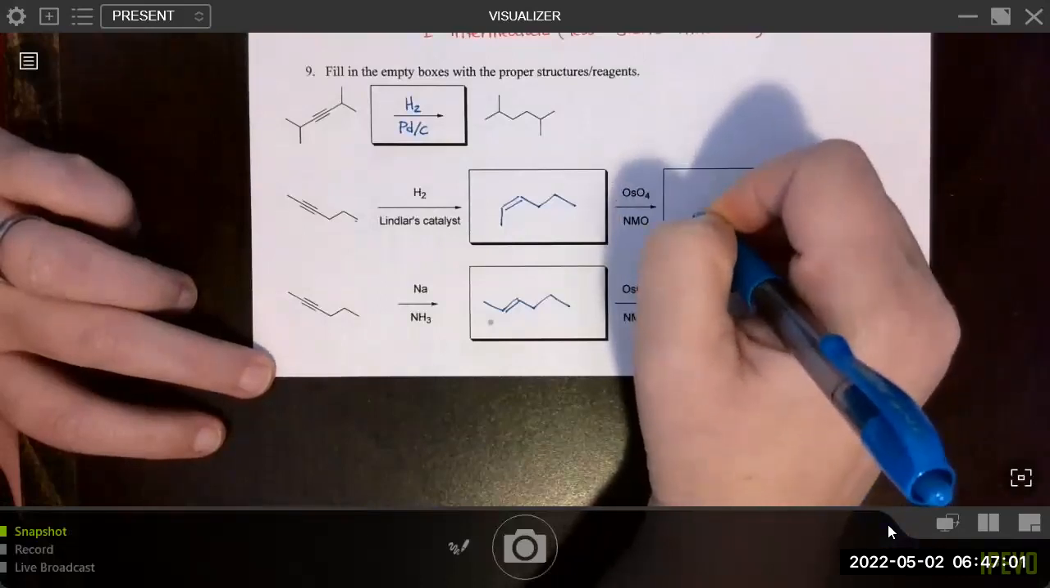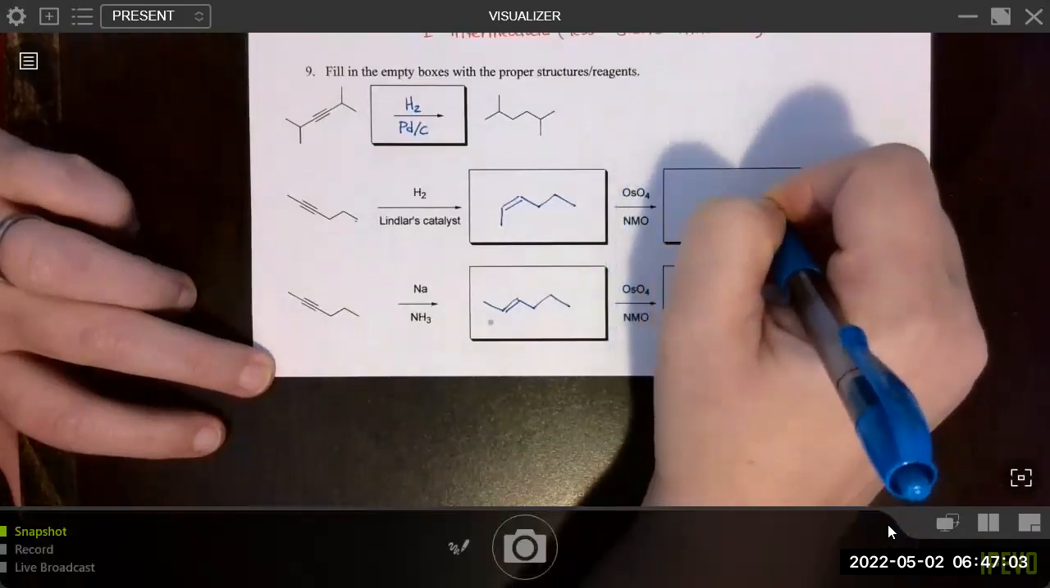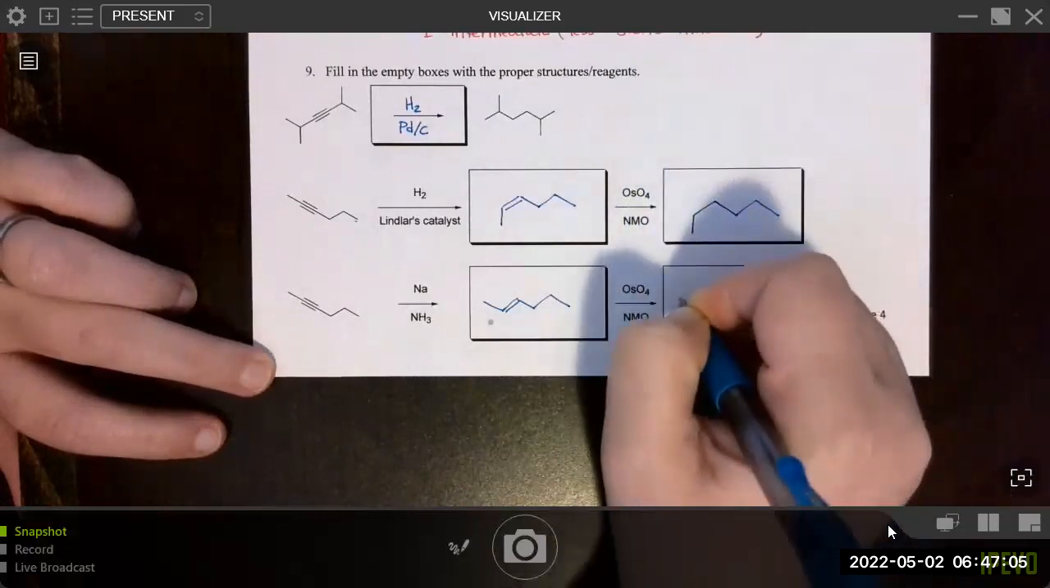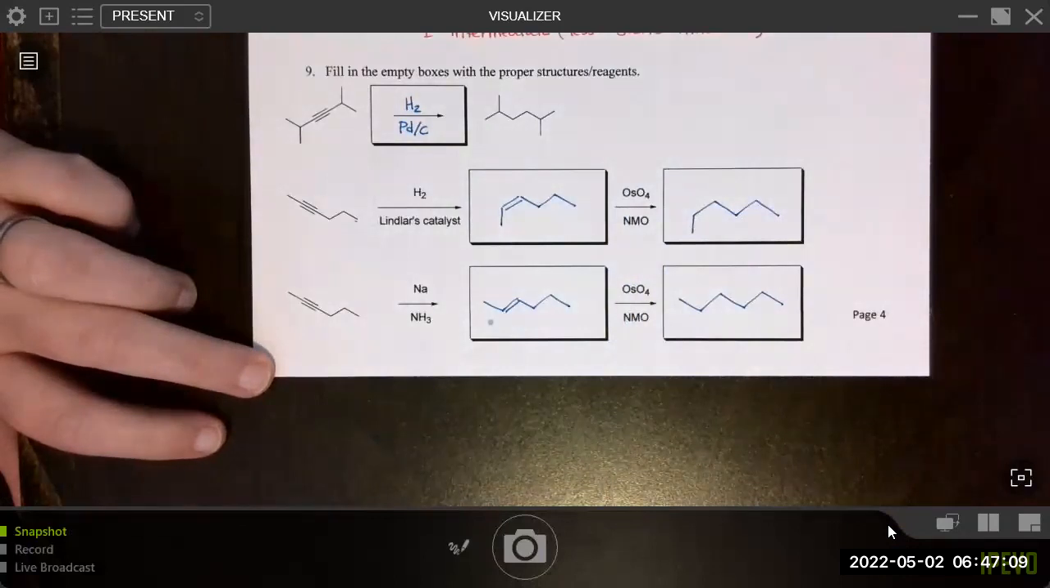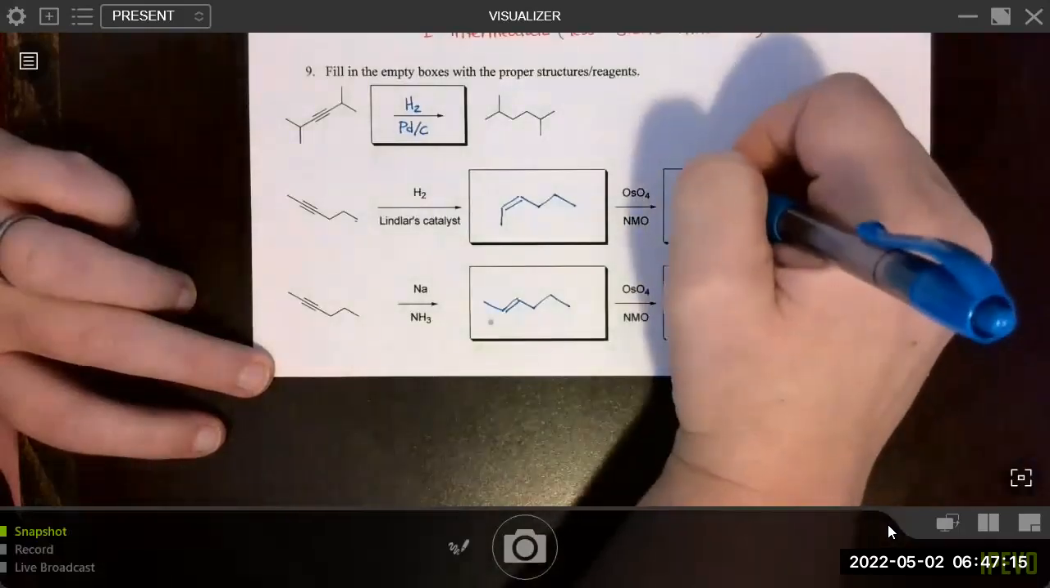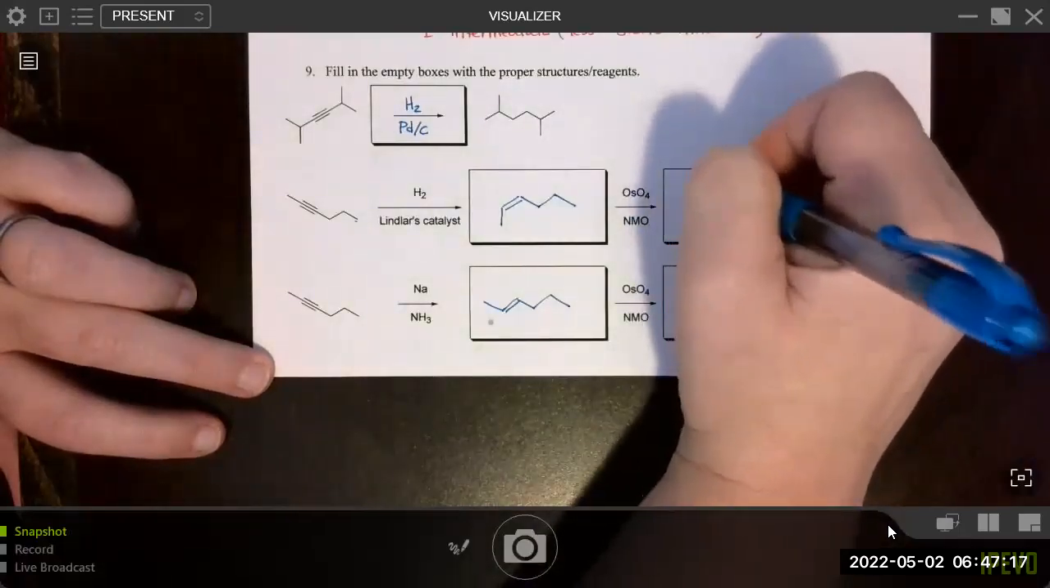For model 2, we just leave the carbon skeleton where it is. So start with the different carbon skeletons, and then make sure you draw the OH groups either both on a dash or both on a wedge.